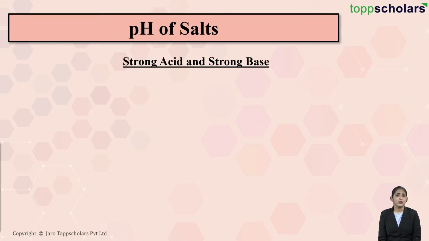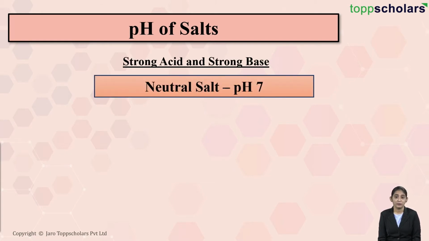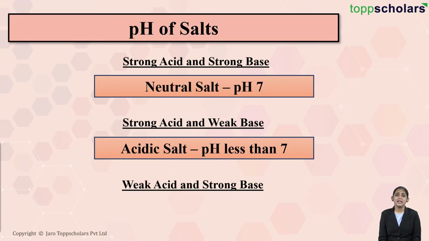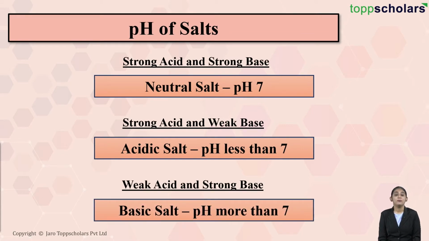So friends, when a strong acid reacts with a strong base, it results in the formation of a neutral salt, that is, salt which has pH 7. However, if you take a strong acid and react it with a weak base, it results in the formation of an acidic salt, that is, salt which has pH less than 7. But friends, if you take a weak acid and react it with a strong base, it results in the formation of basic salt which has pH more than 7.